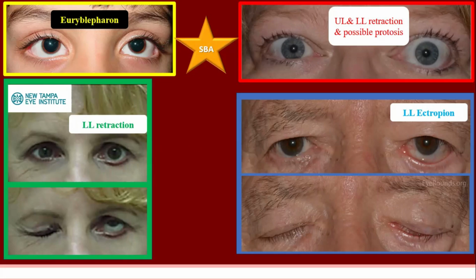So if I ask you what are the causes of lower eyelid retraction, you may say facial nerve palsy, you may say thyroid, if it is associated with upper lid retraction with or without proptosis, okay? So you can write now in your study notes that you have to revise the causes of lower eyelid retraction alone, for example.